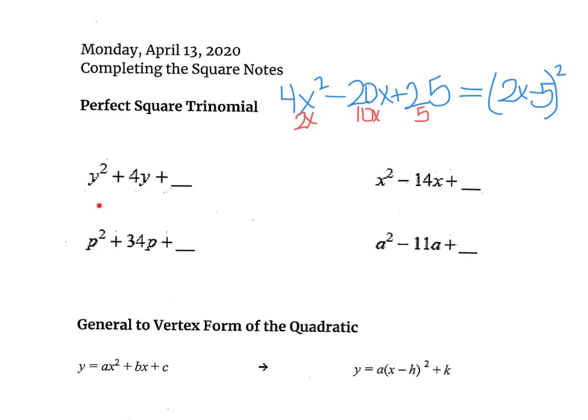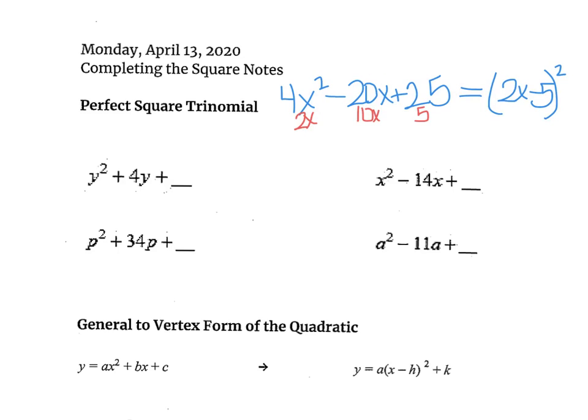Let's take that first problem here. We're going to look at y squared plus 4y plus what? We have to figure that number out. Go back to where that came from. That came from squaring 5. Well, where did the 5 come from? Well, 5 was multiplied by 2x to give us 10x and doubled to become 20x.